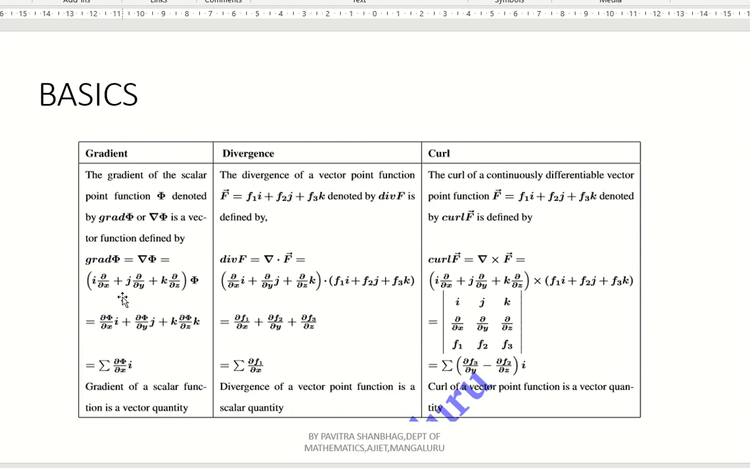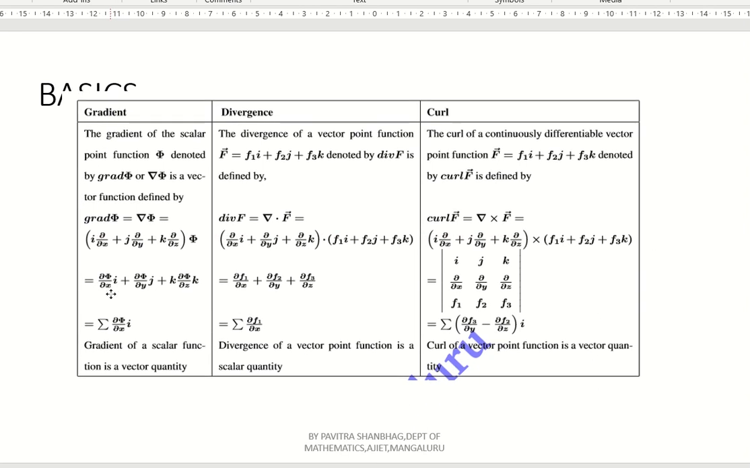Okay. Now, this gradient phi can be written as del phi. Del definition is dou by dou x i plus dou by dou y j plus dou by dou z k, into phi. That is just like normal multiplication. Now, multiply this phi to each and every term. What will you get? Dou phi by dou x i plus dou phi by dou y j plus dou phi by dou z k. Here by mistake k was written twice. Generally this can be written in the form of summation of dou phi by dou x i, summation of the first term.